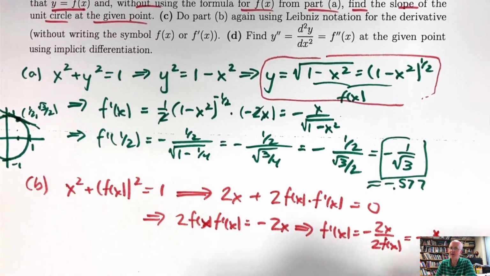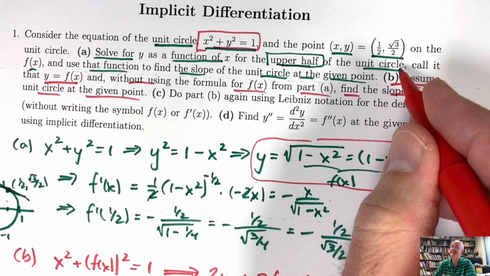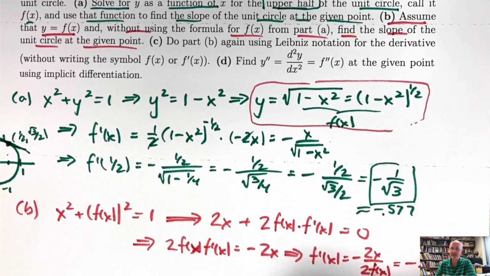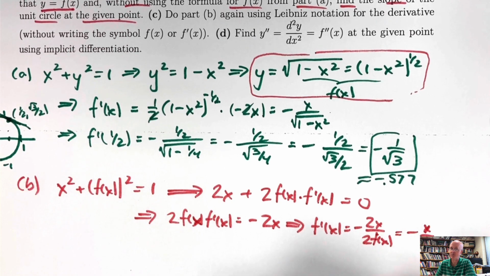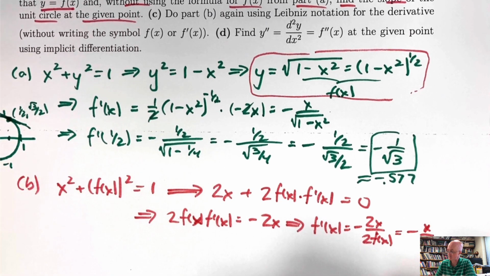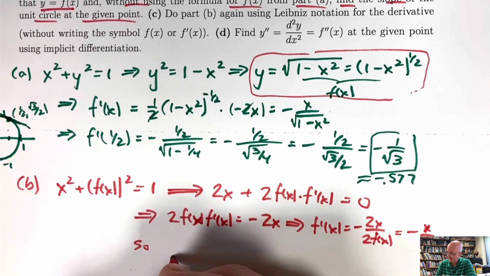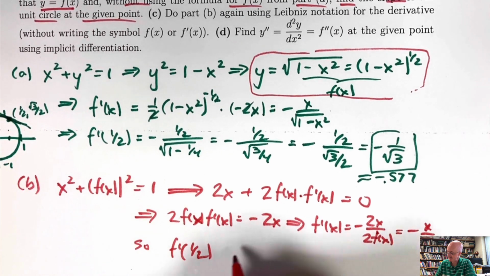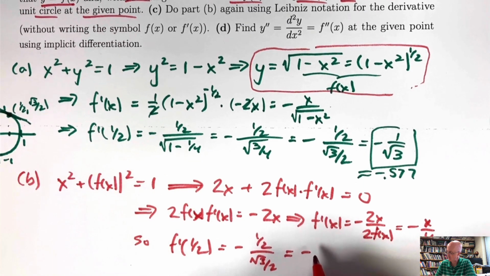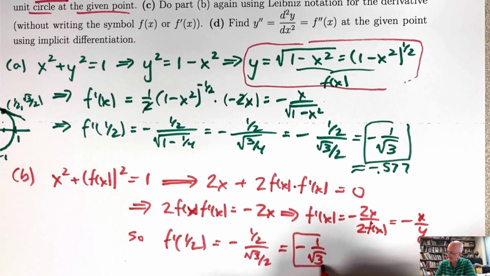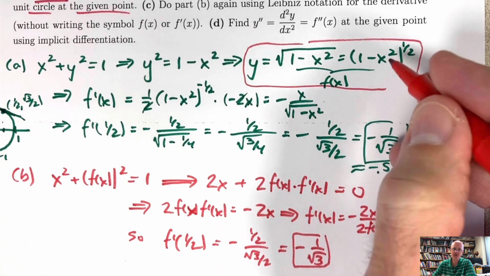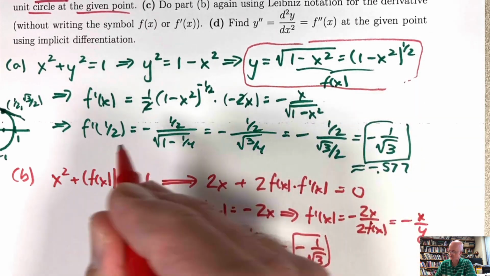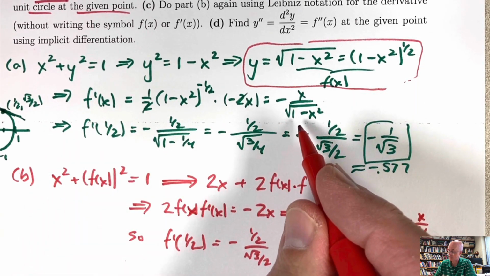And now I can plug in the given point into that expression and find the slope without ever having solved for f of x or f prime of x explicitly in terms of a function formula. So f prime of 1/2, we're going to get the same answer here, is going to be negative x, x is 1/2 at this point, over y. y is square root of 3 over 2. And once again, this simplifies to negative 1 over the square root of 3. We get the exact same answer, and we never solved for the explicit formula for f of x. We never solved for the explicit formula of f prime of x.